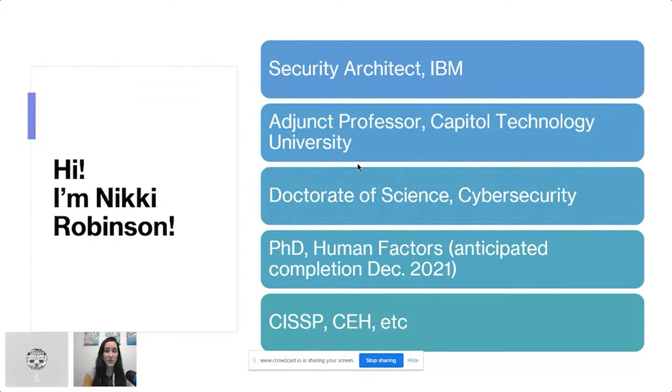So I actually just recently switched jobs. I am a security architect with IBM now. Still an adjunct professor teaching everything from quantitative methods to incident response and everything in between. I do hold a doctorate of science in cybersecurity, which is what we'll get into a little bit, and that's what got me really excited about this topic and why I've spent so much time researching it. I'm also working on a PhD in human factors, and I've done some other research where I'm blending cybersecurity and human factors and trying to solve some problems there. And I have some industry certifications as well.